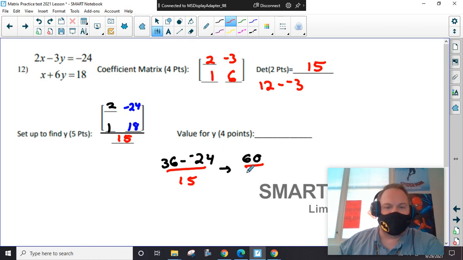And then, we just combine right here. This is 15. So this should be 4.